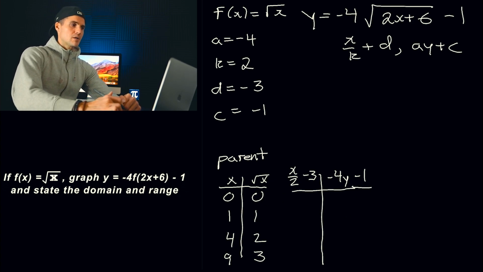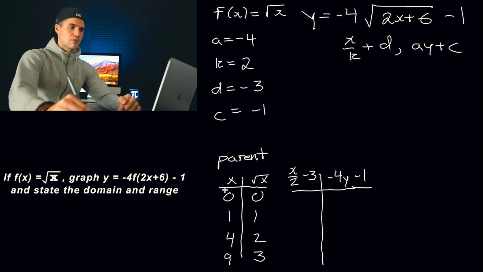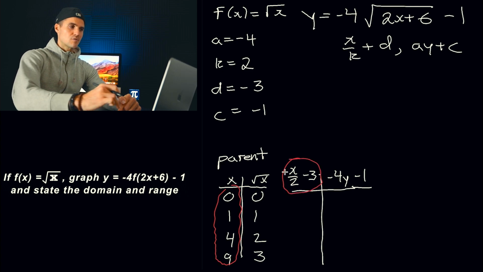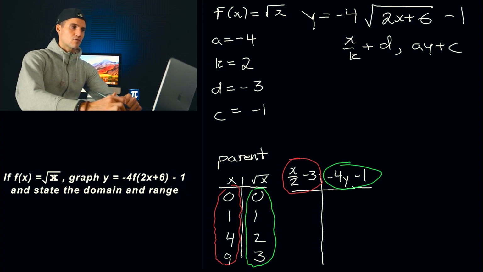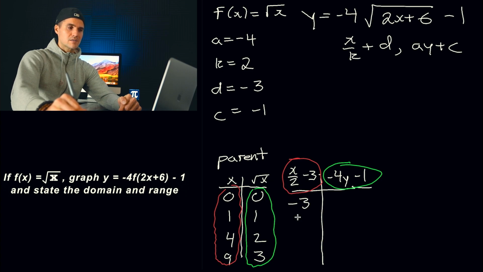Right, so what we're doing is taking these x values from the parent table and putting them through this formula, and then taking these y values from the parent table and putting them through that formula. If we quickly do this algebra, 0 divided by 2 minus 3 gives us -3. 1 divided by 2 minus 3 gives us -2.5. 4 divided by 2 is 2, minus 3 is -1. 9 divided by 2 is 4.5, minus 3 gives us positive 1.5.